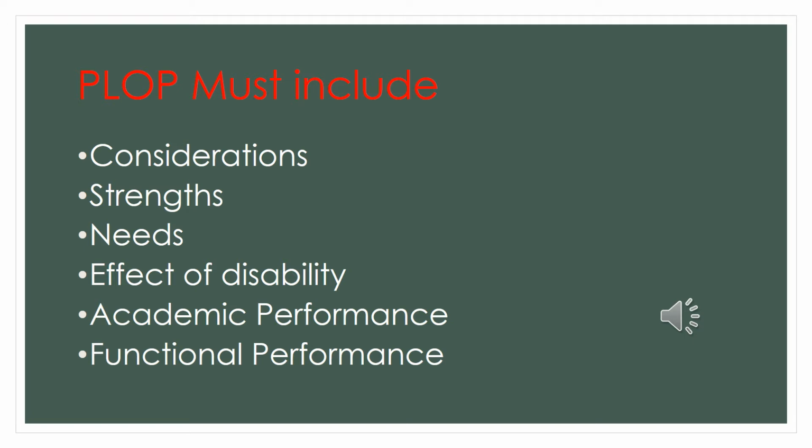As most of you already know, the state of Virginia has recently adopted a statewide IEP program, which will be piloted this fall by several school districts. But regardless of how the information is organized in an IEP, all of the following should be included: considerations, which we'll talk about a little bit later, strengths, needs, effect of the disability, academic performance, and functional performance.